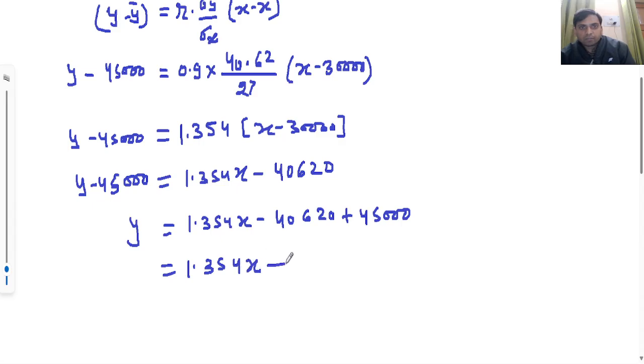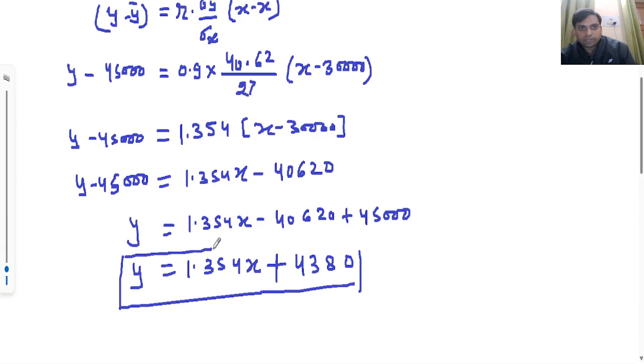Y equals 1.354x plus 4380. So the required equation for sales on advertisement is this one. This is the required answer.